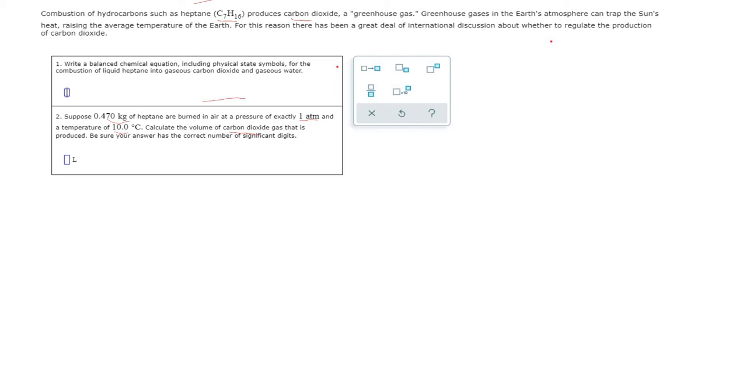Alright, so we're going to have to use our ideal gas law. You can see that is PV equals nRT. And since it's asking for volume, let's just go ahead and solve. That volume equals nRT divided by exactly 1 atmosphere, so that won't figure into our sig figs.